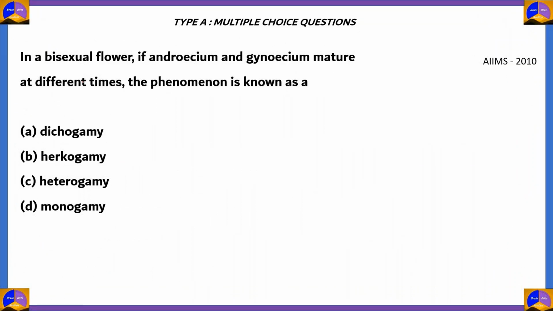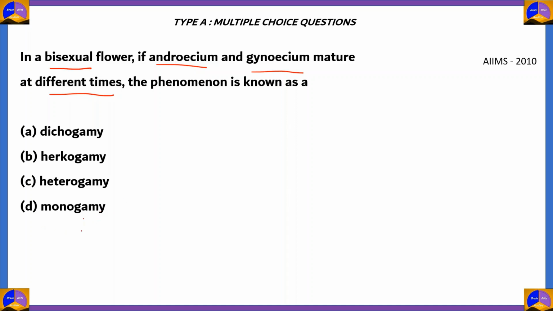Let's look at this question. In a bisexual flower, if androecium and gynoecium mature at different times, the phenomenon is known as A. Dichogamy, B. Hercogamy, C. Heterogamy, and D. Monogamy. Let's look at each of our options.